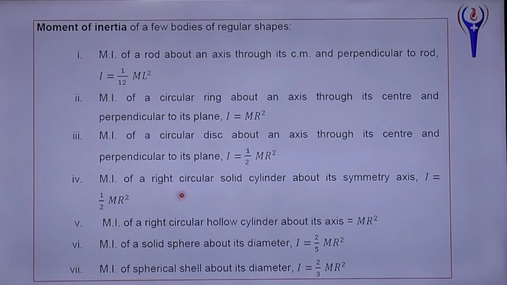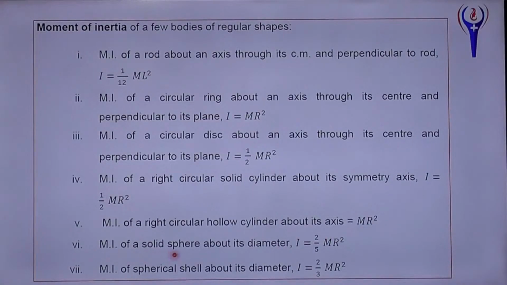Next, moment of inertia of a right circular solid cylinder about its symmetry axis, I equals 1 by 2 M R square. Next, moment of inertia of a right circular hollow cylinder about its axis, M R square. Hollow means inside will be empty. Example, a water pipe. A water pipe we can say is hollow.